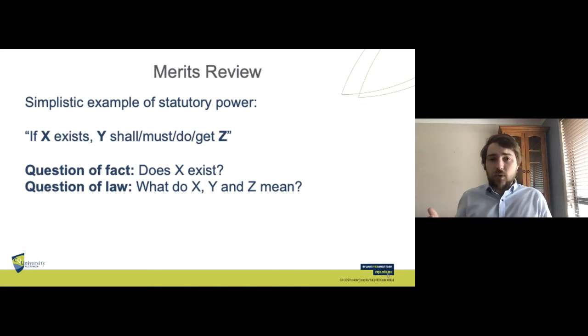The question of law relates to, well, what does X mean? What's the definition of X? What does Y mean? Who is Y? Who's authorized to make this decision? And what does Z mean? What's the thing that they can do, should do, must do, whatever.